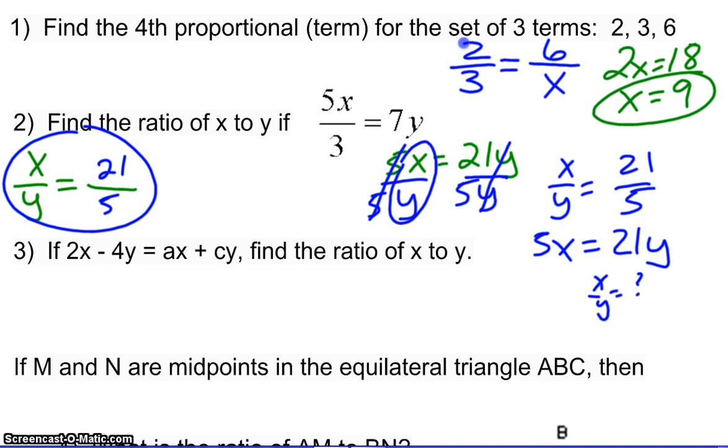Very similar type of problem in number 3. But first off, in order to isolate the x, we need to get the x's on the exact same side. So we need to manipulate this one by moving the ax to the other side, and then adding the 4y to the other side. So now we have the x terms on the left side and the y terms on the right side.